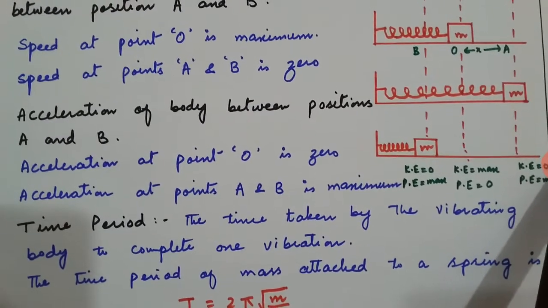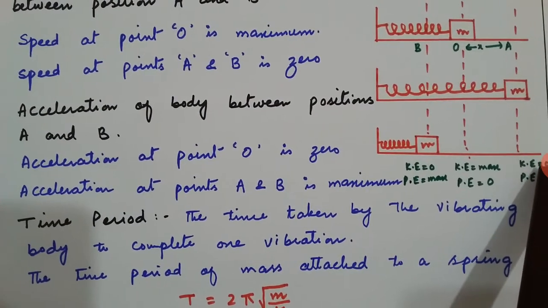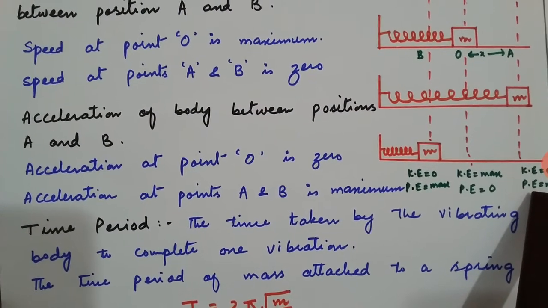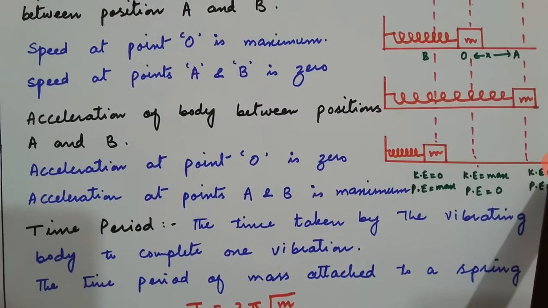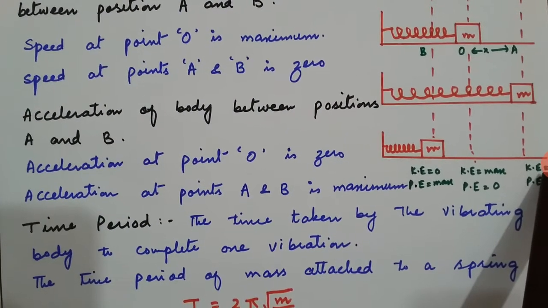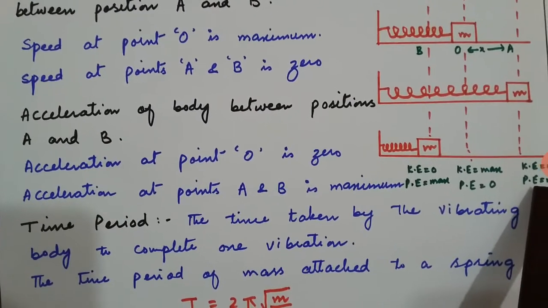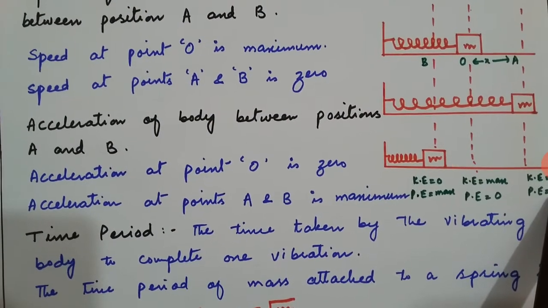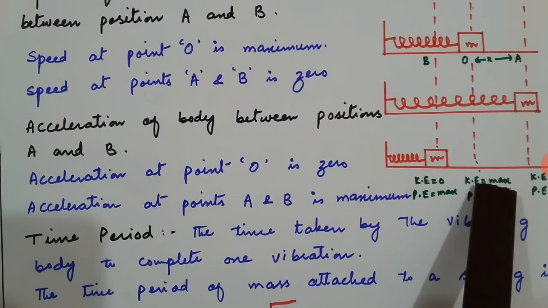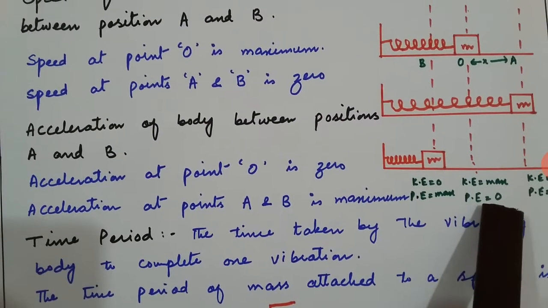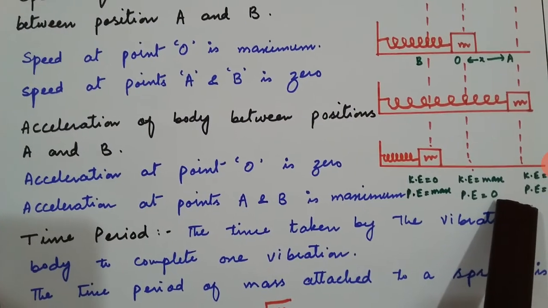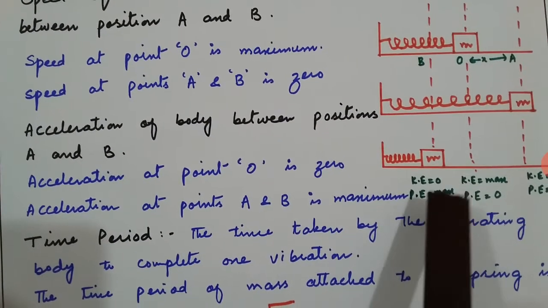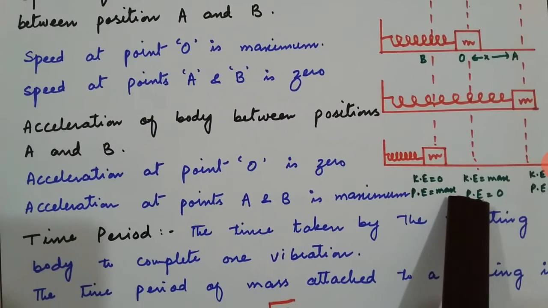Similarly, kinetic energy of the body at point A is 0 and potential energy is maximum, because this is energy stored in the body. And at point O, kinetic energy is maximum and potential energy is equal to 0. Similarly, kinetic energy at point B is 0 and potential energy is maximum.